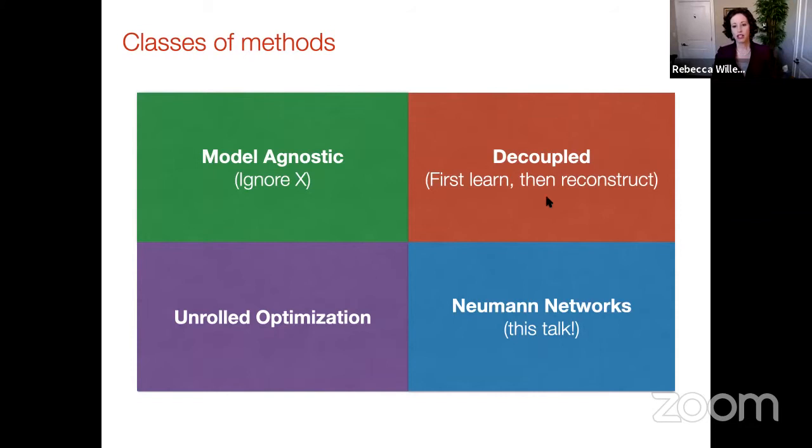Then we'll also look at decoupled approaches, where we separate out the process of learning and the process of solving the inverse problem. The idea is we just try to learn the geometry of images and then plug it into some reconstruction approach. We'll then look at unrolled optimization methods and a new approach that my team developed called Neumann networks. And we'll explore some of the trade-offs among these different methods as we go.